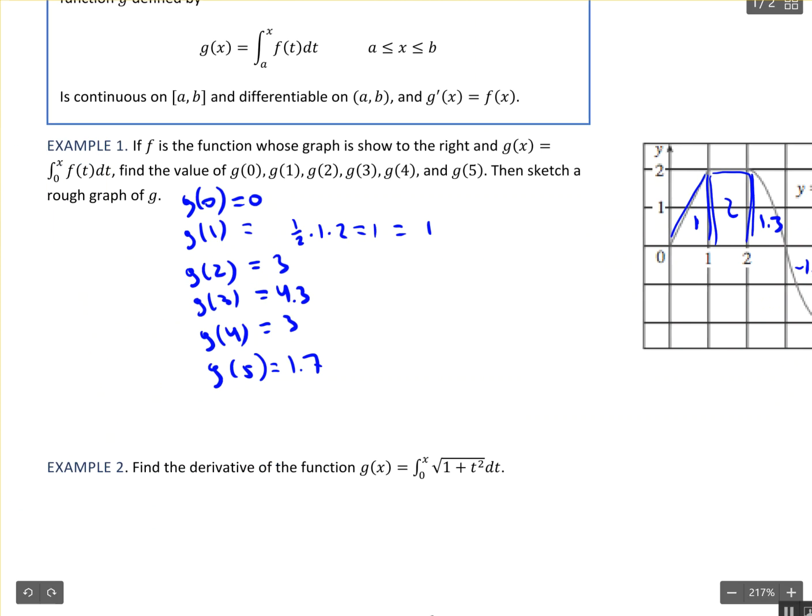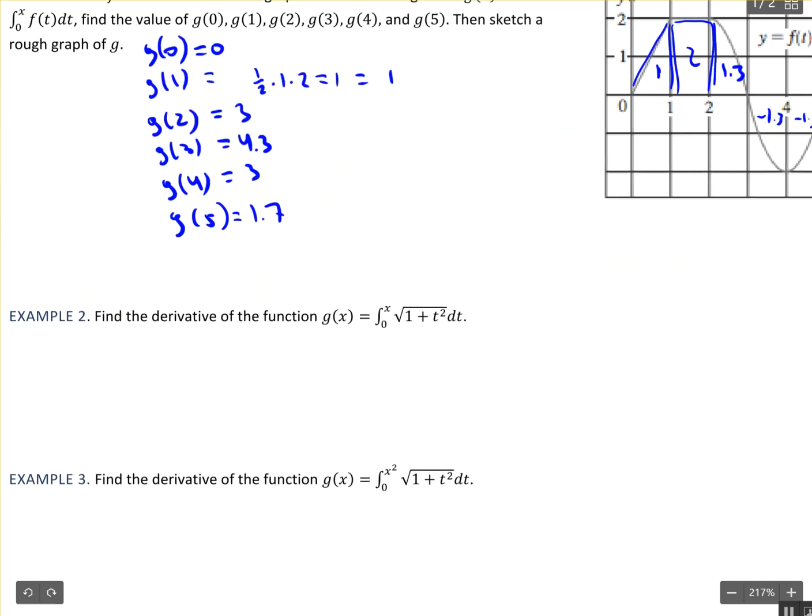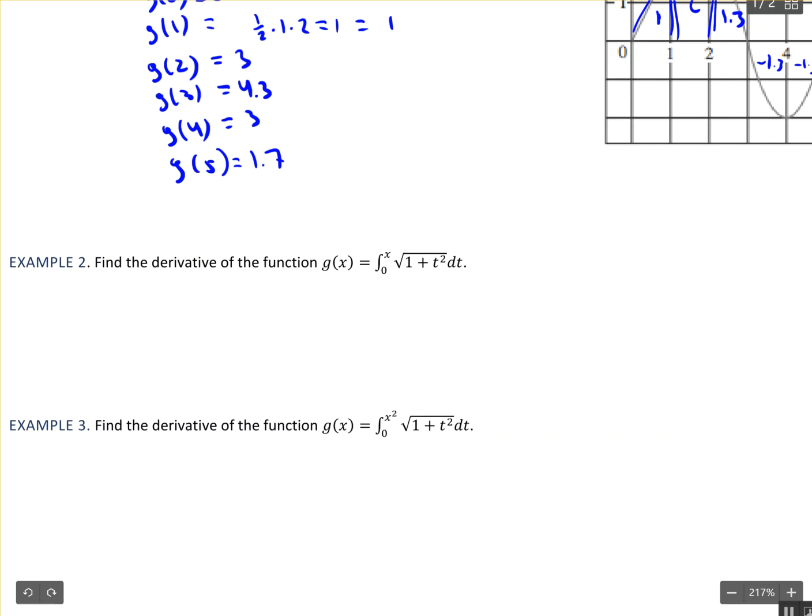And that's number 1. The nice thing is these are pretty easy once we see how to do them. So find the derivative of the function g of x equals the integral from 0 to x of the square root of 1 plus t squared dt. Since they're inverse operations, we basically take this and plug it in down there. So the derivative, g prime of x, is going to equal the square root of 1 plus x squared. And we're done.